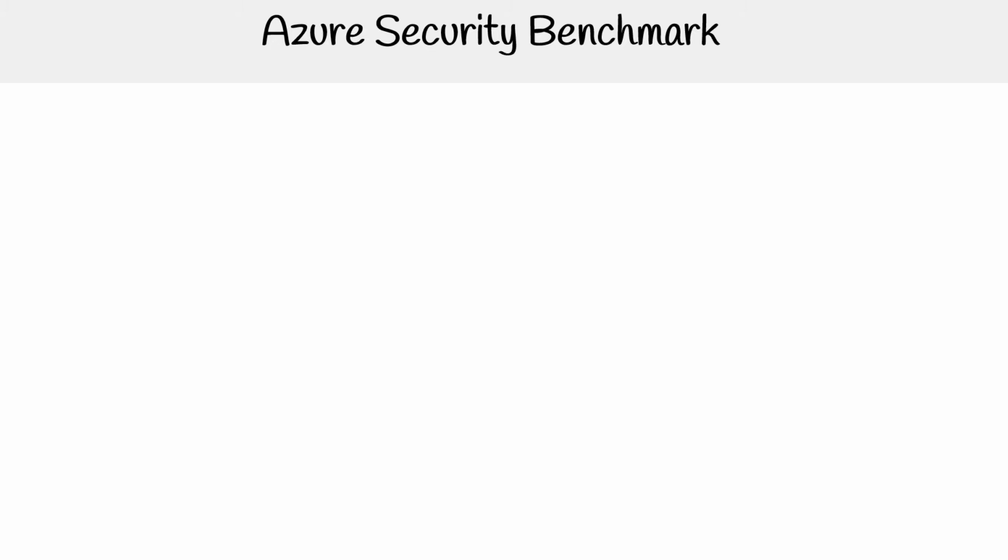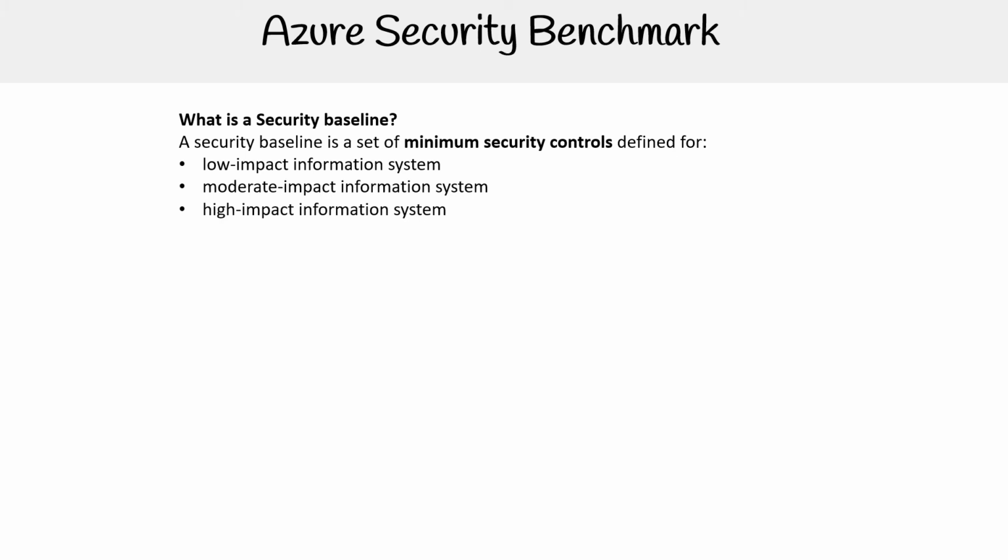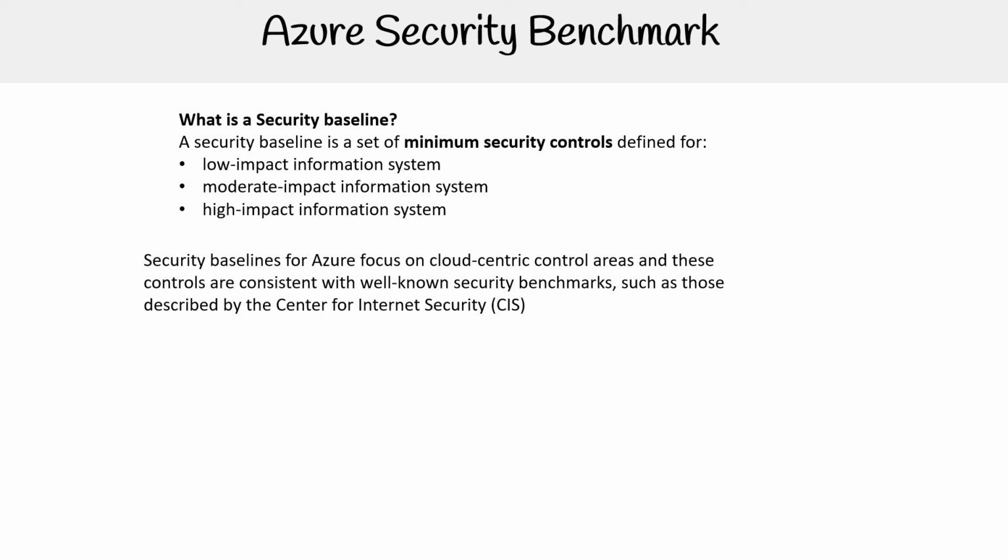So before we can answer what the security benchmark is, let's describe what a security baseline is. A security baseline is a set of minimum security controls defined for low-impact information systems, moderate-impact information systems, and high-impact information systems. Security baselines for Azure focus on cloud-centric control areas, and these controls are consistent with well-known security benchmarks such as those described by the Center for Internet Security, CIS.